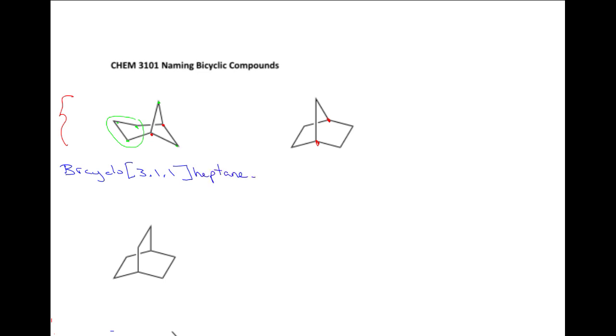And this one here on the right, hopefully you can see I have 1 bridge that has 2 carbons in it. I have another bridge with 1 carbon, and I have another bridge here with 2 carbons. So this one is going to be bicyclo[2.2.1]heptane. And that way we differentiate between those 2 bicycloheptanes.